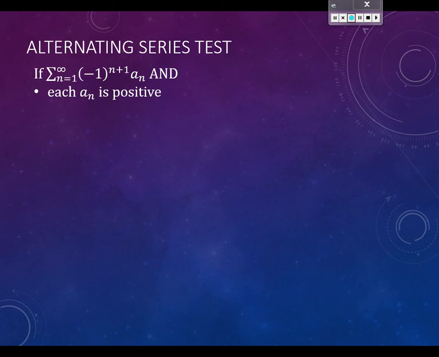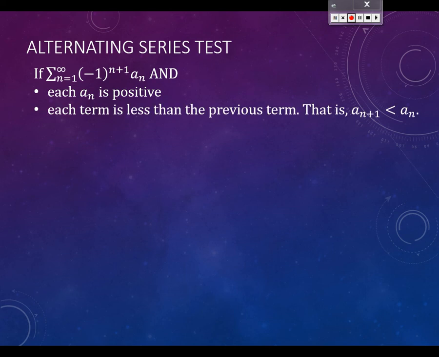Because it could be possible that whatever dictates this a_n could cancel out with one of those negatives and make 2 positive terms in a row. Well, then it's not really an alternating series. So that's what this first bullet is requiring. The first bullet is just guaranteeing that, yes, you really do have an alternating series. The next requirement is that each term be less than the previous term.